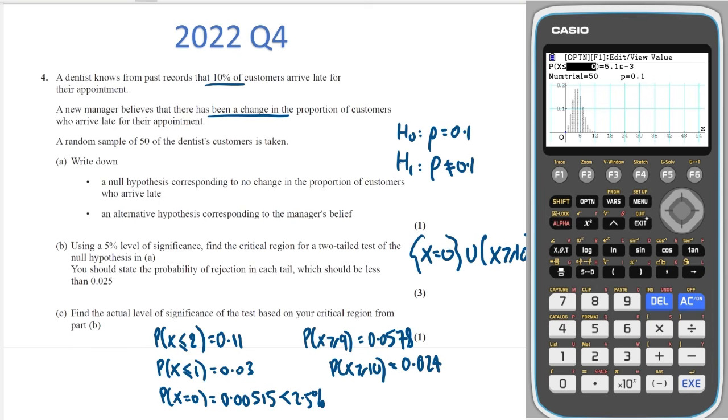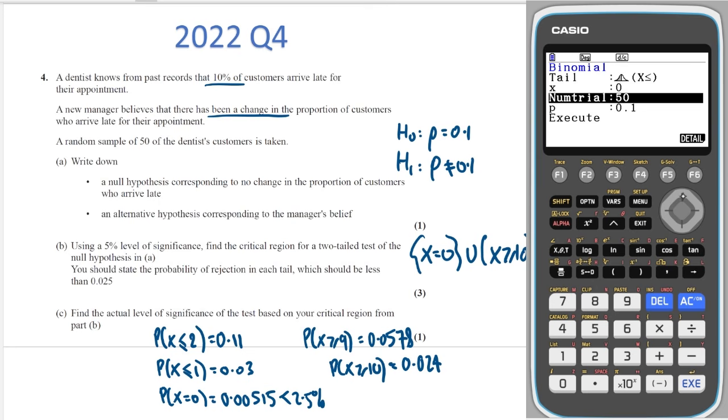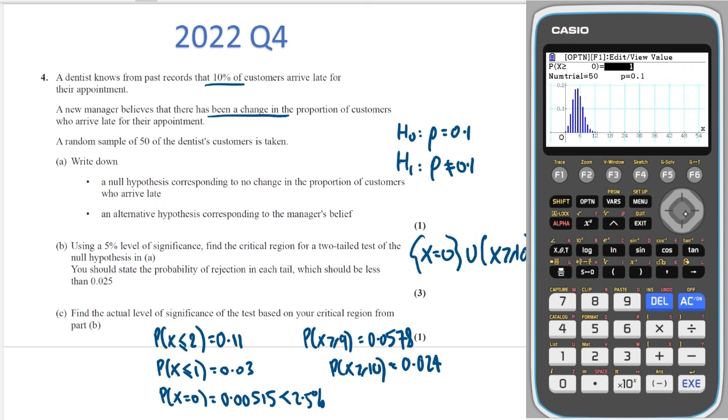And what we could do is go back and check the upper tail, like this, press execute, and again I want the probability to be 0.025. This tells me that X greater than 9 gives you the closest value to 2.5%, but again that's still not less than 2.5% like the question said, so I'll try one up from there, and that would be less than 2.5%, and that is why we get the answer.